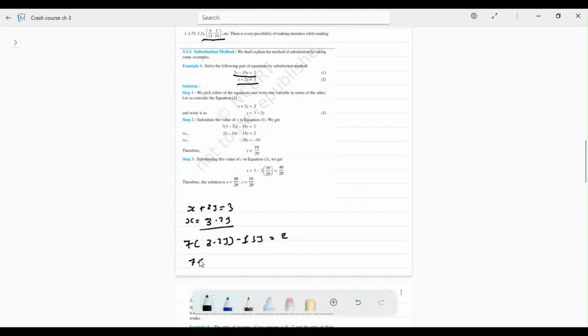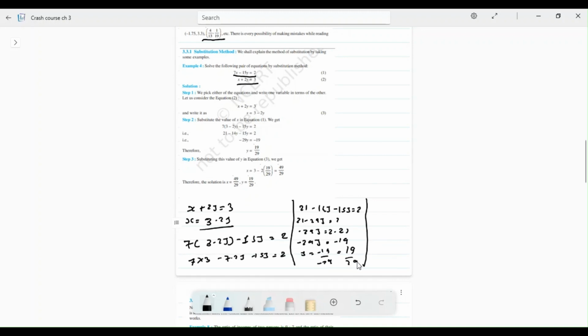So 7 into 3 minus 7 into 2y minus 15y is equal to 2. So 21 minus 14y minus 15y is equal to 2. So 21 minus 29y is equal to 2. So minus 29y is equal to 2 minus 21. So minus 29y is equal to minus 19. So y is equal to minus 19 upon minus 29, which is 19 by 29.